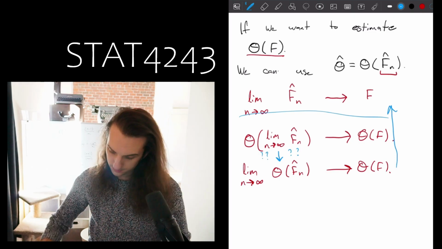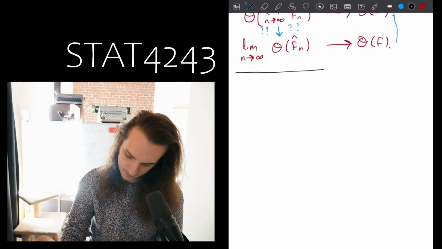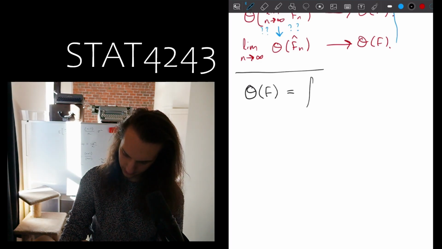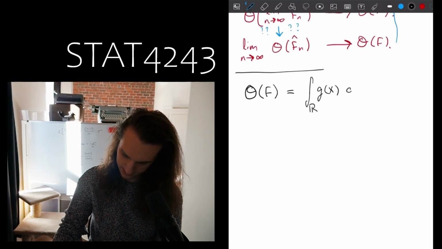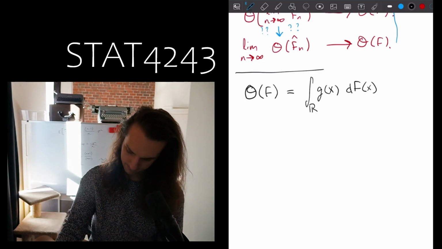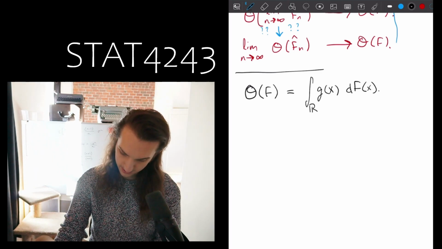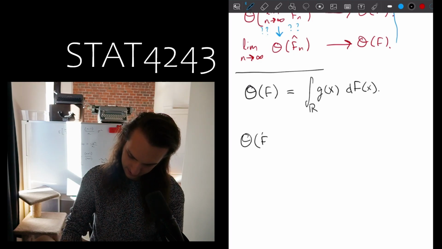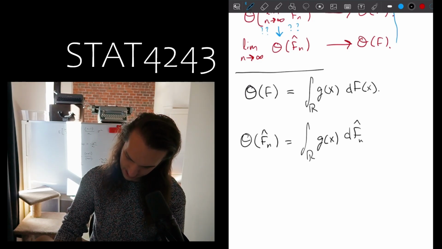And so, how can we do this? Well, like we were saying before, suppose that theta of f is an integral of, say, g of x times df of x, right? So it's this integral over the function. Well, then this integral, if applied to f hat n, so theta of f hat n, we know is going to be this integral over the reals of g of x d f hat n of x.